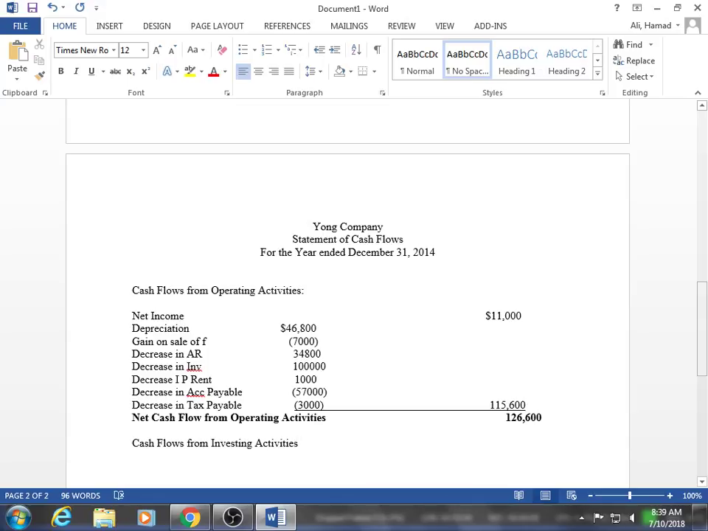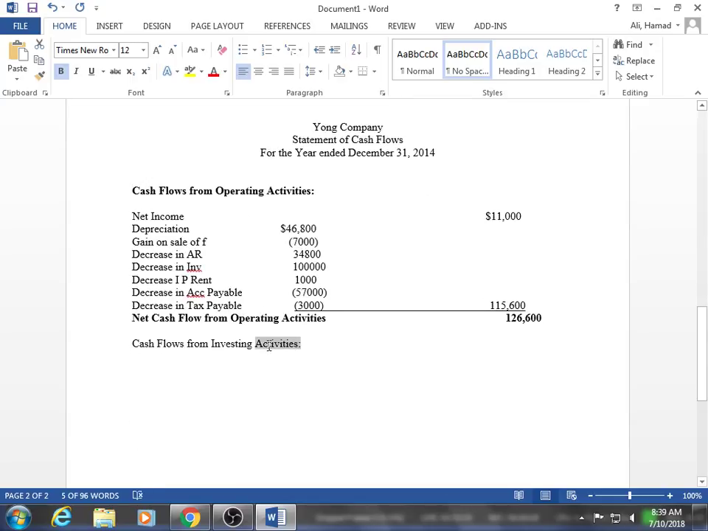All right, let me make these bold, and I'll make this one bold also. Now this one has to do with investing activities, the sale and purchase of long-term assets. Yes, sir. So, do we have any explanations, first of all?